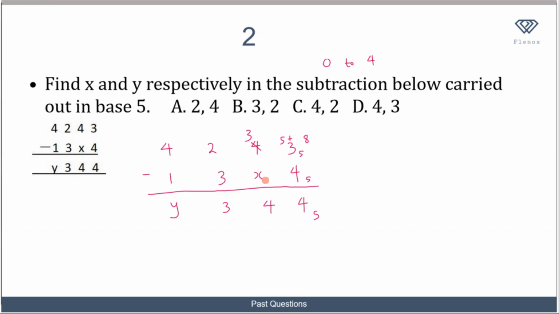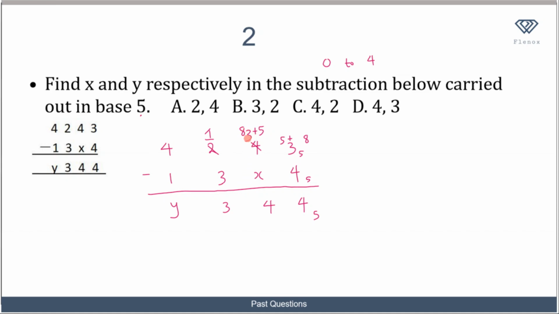And when you have a number that is greater than what you are trying to subtract from, you have to borrow from the other side. So when we borrow or take one away from here, we are left with 1. And what do we add here? We add the base. Since we are working in base 5, we add 5 to what is here. So we have 3 plus 5, which is 8.